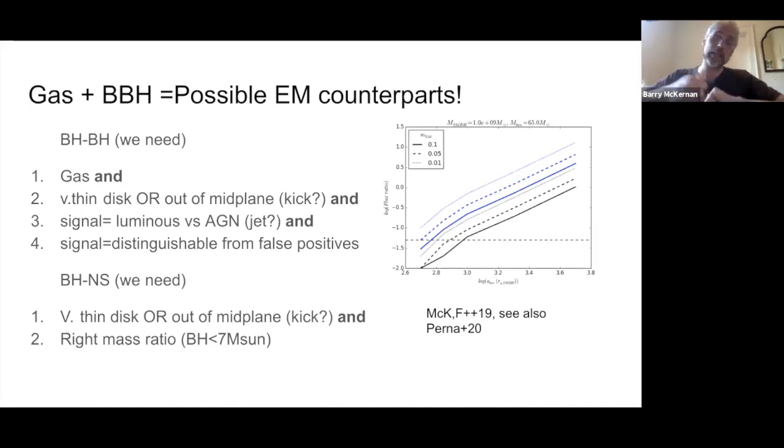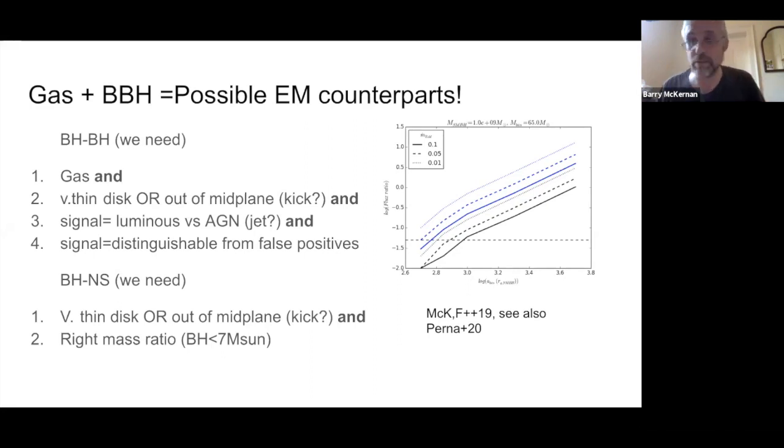Okay, let's say you get a kick from your black hole merger. You send this merge product into the disk atmosphere. We can now see it. Is that good? No, it isn't. You still need your signal to be luminous compared to this bright AGN disk that you've emerged out of. So you need a naturally luminous signal from whatever's producing it. And you then also need to distinguish the signal you've just generated from false positives.